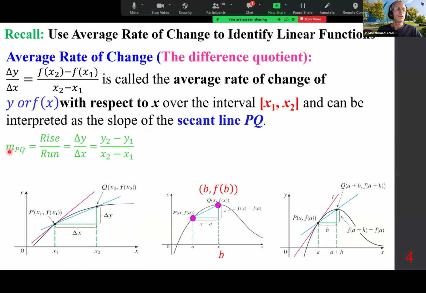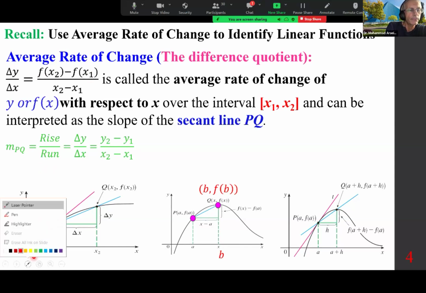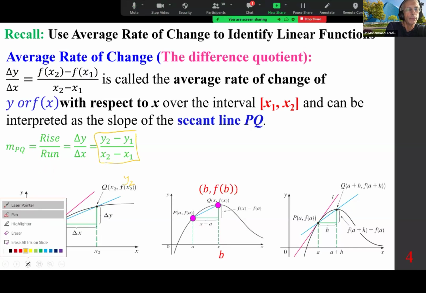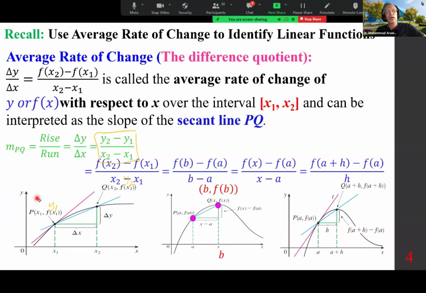Now, the way we write M sub PQ, that means the slope of this line, rise over run. You could go with that, or if you call this x sub 1, y sub 1, and this is x sub 2, y sub 2, we get to this one. And so if you call it b and f of b, you get to this one. Or if you ignore b and f of b, just go with a and x, you get this one. And if this distance is h, you get this one. Normally we use this one as the difference quotient.